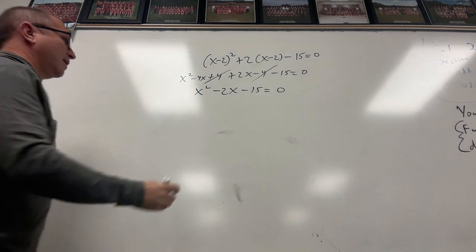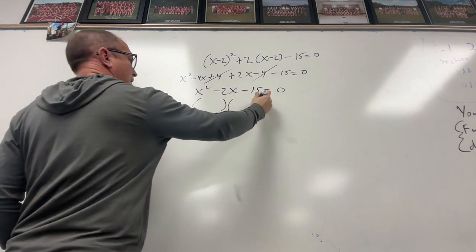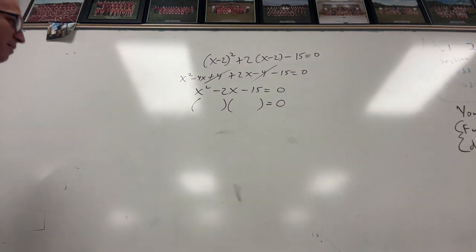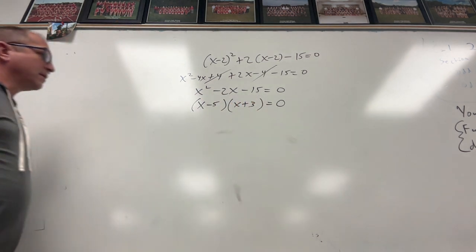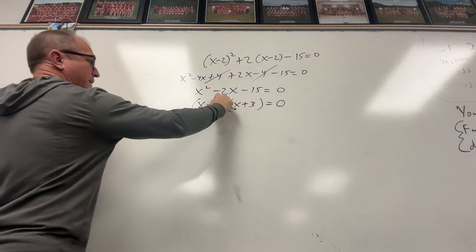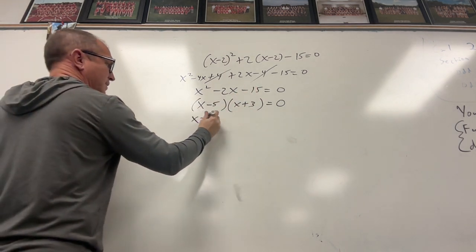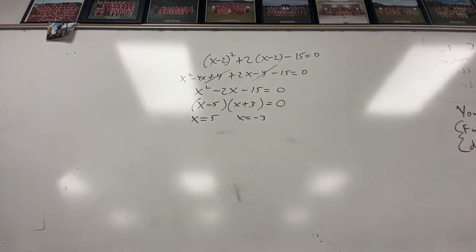And then this would become two things that multiply to give us 15, but add to give us negative 2. 3 and what? Negative 5. Negative 5, yeah. So x minus 5 times x plus 3. And you can double check by distributing: x squared minus 5x plus 3x is negative 2x, and you got your negative 15 there. So x equals 5 and x equals negative 3, right? And that's definitely one way to solve the problem.